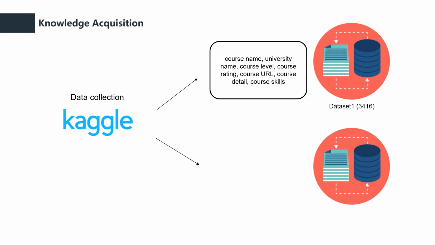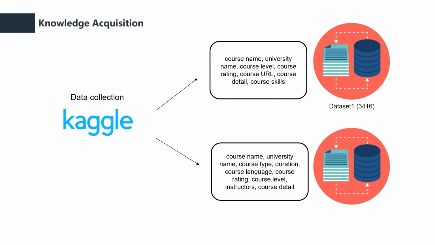The second one contained course name, university name, course type, duration, course language, course rating, course level, instructors, course detail, and totally had 6,565 data. In data pre-processing part, we deleted course URL from first one, course type, duration and instructors in the second one to make the data easily to analyze.